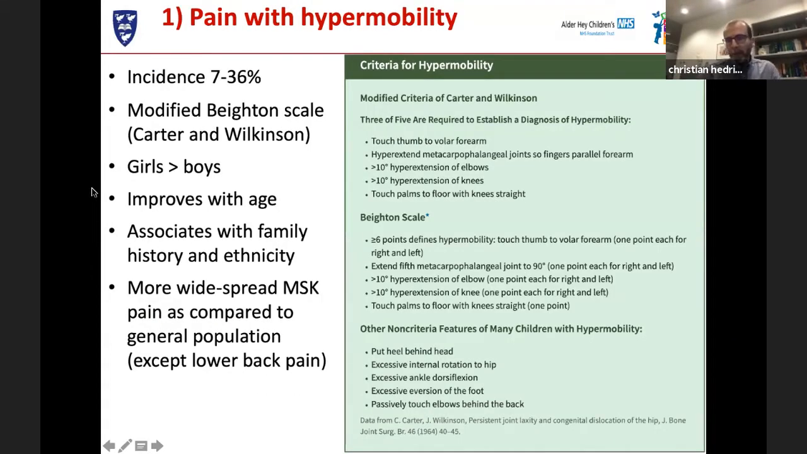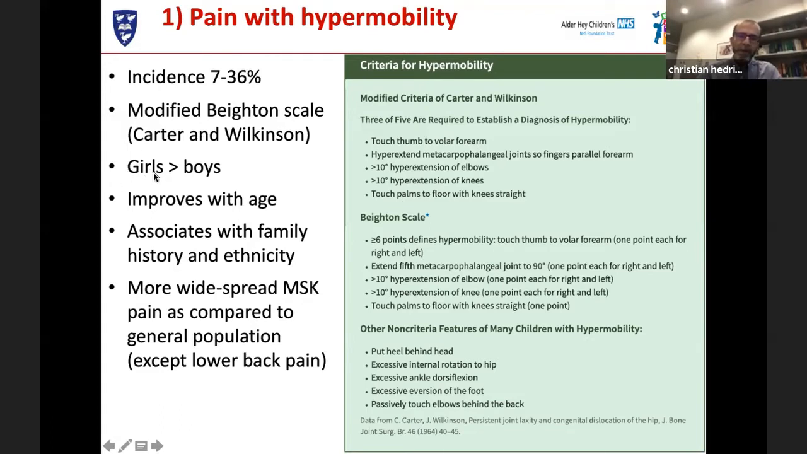So one problem we are facing quite frequently in pediatric rheumatology is pain that is associated with hypermobility. Hypermobility is actually a very common concern in pediatrics. A number of studies claim that the incidence of hypermobility ranges between 7 and almost 40% in pediatrics. Hypermobility has been classified in the Beighton scale that had been modified then by Carter and Wilkinson, and I borrowed that from the Cassidy and Petty Pediatric Rheumatology textbook on the right.